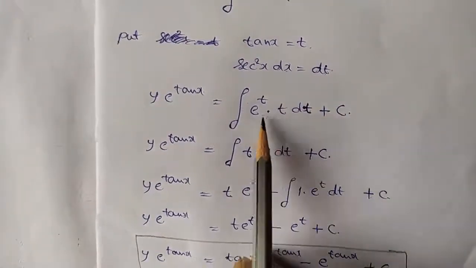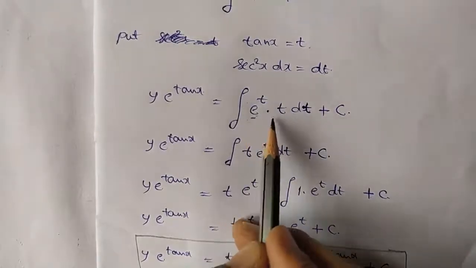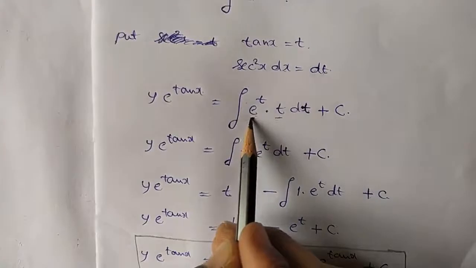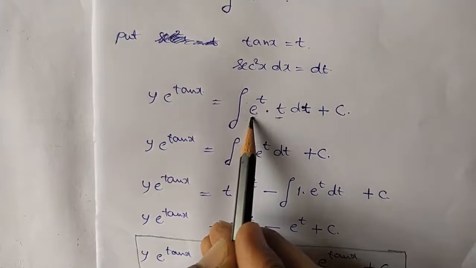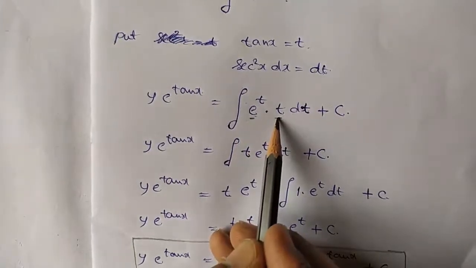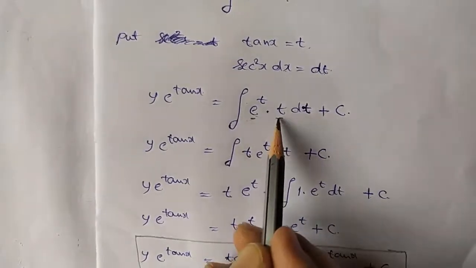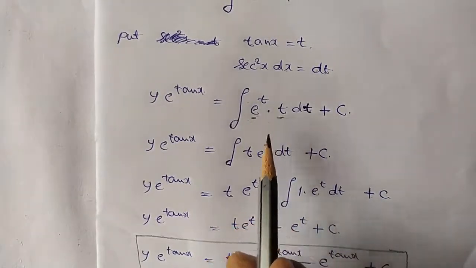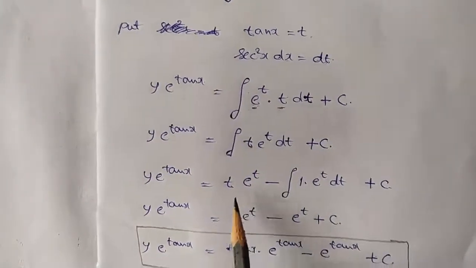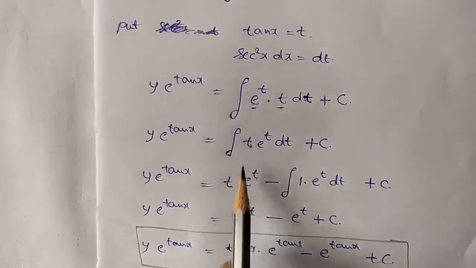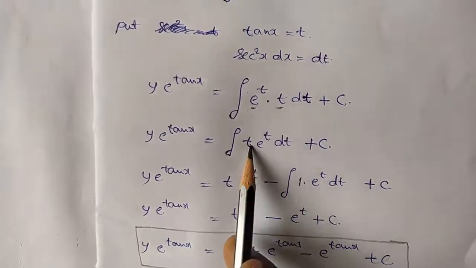Next, here we have to apply integration by parts. If you take this as the first function and this as the second function, then this will not integrate completely. First function e power t, into integration of t is t square by 2. The t terms will increase, so we will not get the complete integration. So we have to take t as the first function, t into e power t. T into integration of e power t, minus integration of differentiation of t, which is 1.